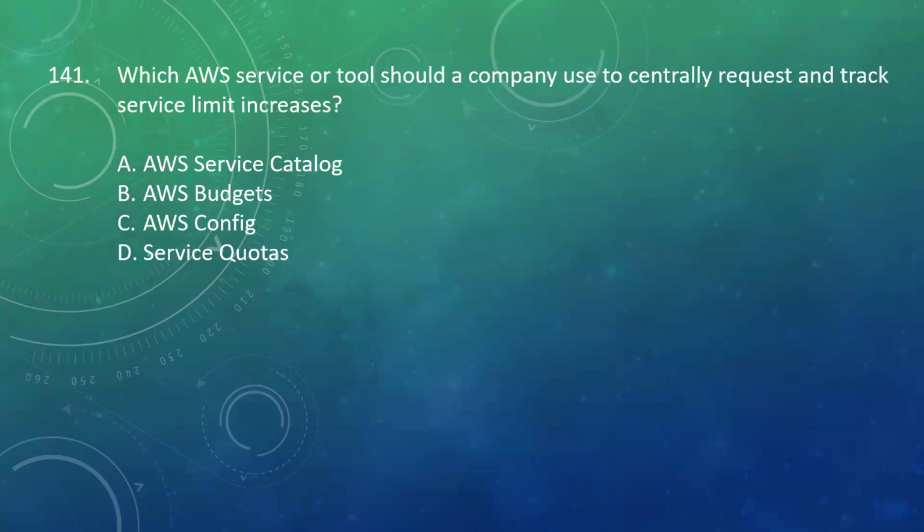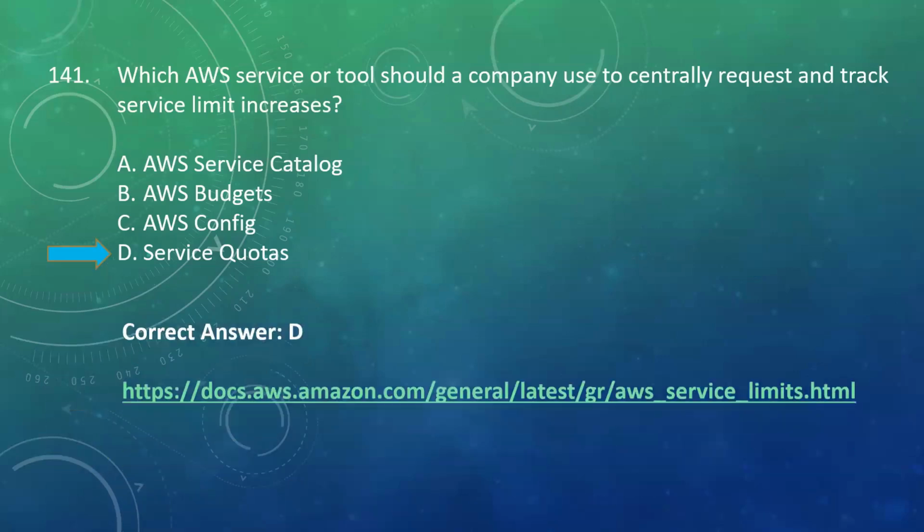Question number 41 of the series. Which AWS service or tool should a company use to centrally request and track service limit increases? Your options are AWS Service Catalog, AWS Budgets, AWS Config, Service Quotas. The correct answer is Service Quotas. It is an AWS service that helps you manage your quotas for many AWS services from one location. Along with looking up the quota values, you can also request a quota increase from the Service Quotas console. It was formerly referred to as limits. You can see the link on my screen, which you can refer to read more about service quotas.